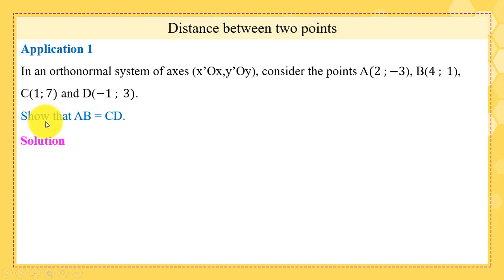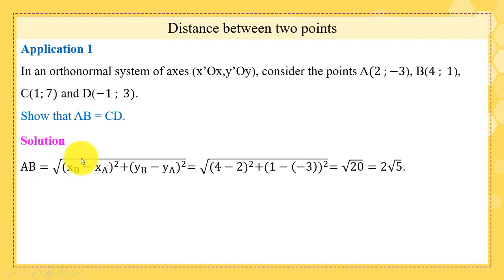To show that AB equals CD, pay attention here: length AB equals length CD. We must find the length AB and the length CD. AB is equal to radical of (xb minus xa) square plus (yb minus ya) square. Substitute the coordinates of the points B and A: 4 minus 2 square plus 1 minus -3 square, to get radical 20, which is equal to 2 radical 5.